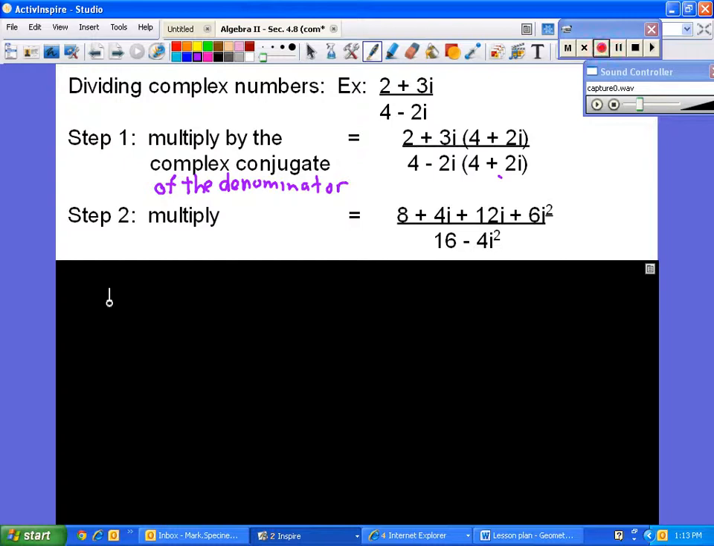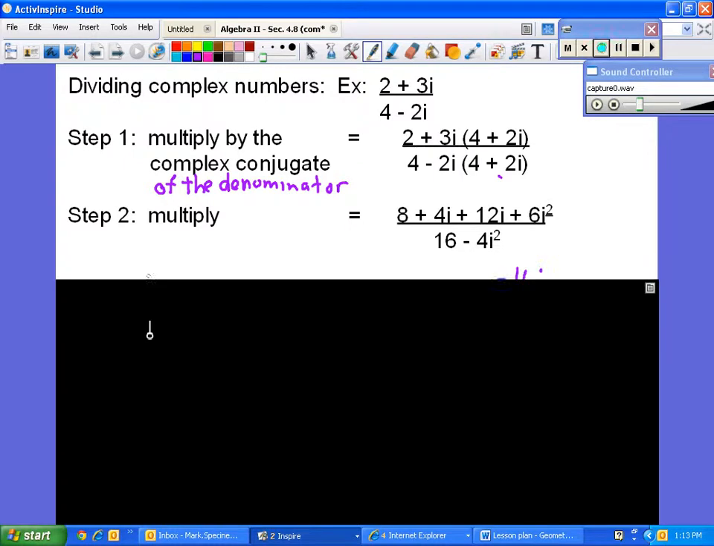On the bottom, I didn't do it, but I'll do it for you here. 4 times 4 is 16. 4 times 2i is plus 8i. Negative 2i times 4 is negative 8i. And then negative 2i times negative 2i is negative 4i squared. And just like in the other problem, my middle terms cancel out, leaving me with 16 minus 4i squared.